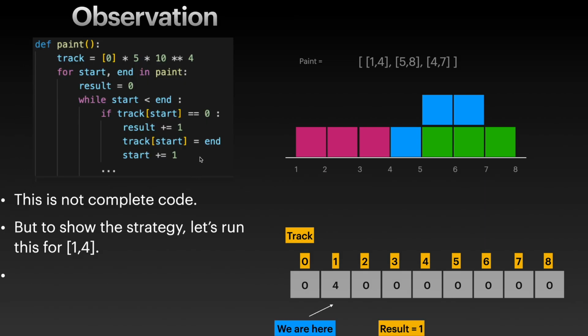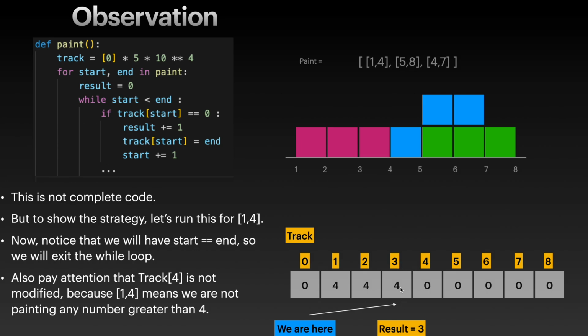So something like this is my pseudocode. It is not exactly complete code yet, because we have to consider the case where track of start is not equal to 0. But to show the strategy behind this, let's just run this code for the first day, which is 1,4, right? So we are starting here. Initially this was equal to 0. Now we set this equal to 4 because 4 is the end point here, and then we increment our result local variable here.